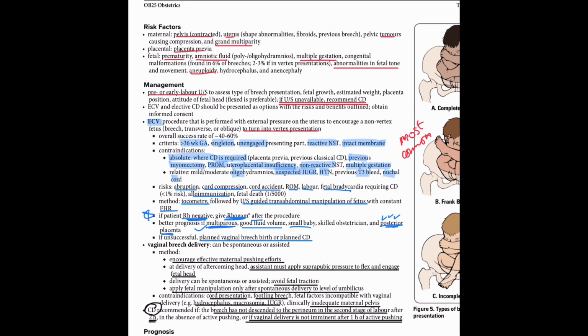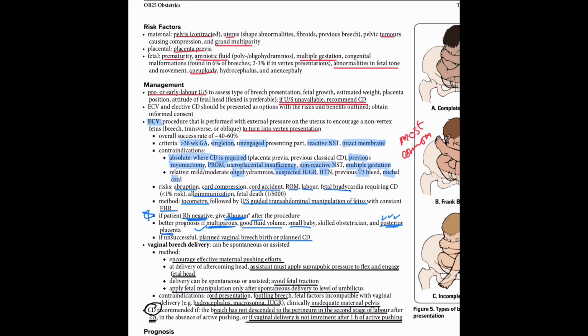What happens in external cephalic version? We're just performing a maneuver in which we'll put external pressure on the uterus, and we'll try to encourage a non-vertex fetus to move to a vertex presentation. And non-vertex is not only breech, it could be breech, transverse, or oblique. Okay. Overall success rate in changing that is 40 to 60%. Remember, we're going to do that after 36 weeks because they usually tend to move around on their own. But even if after 36 weeks they're still breech, then we can try ECV.